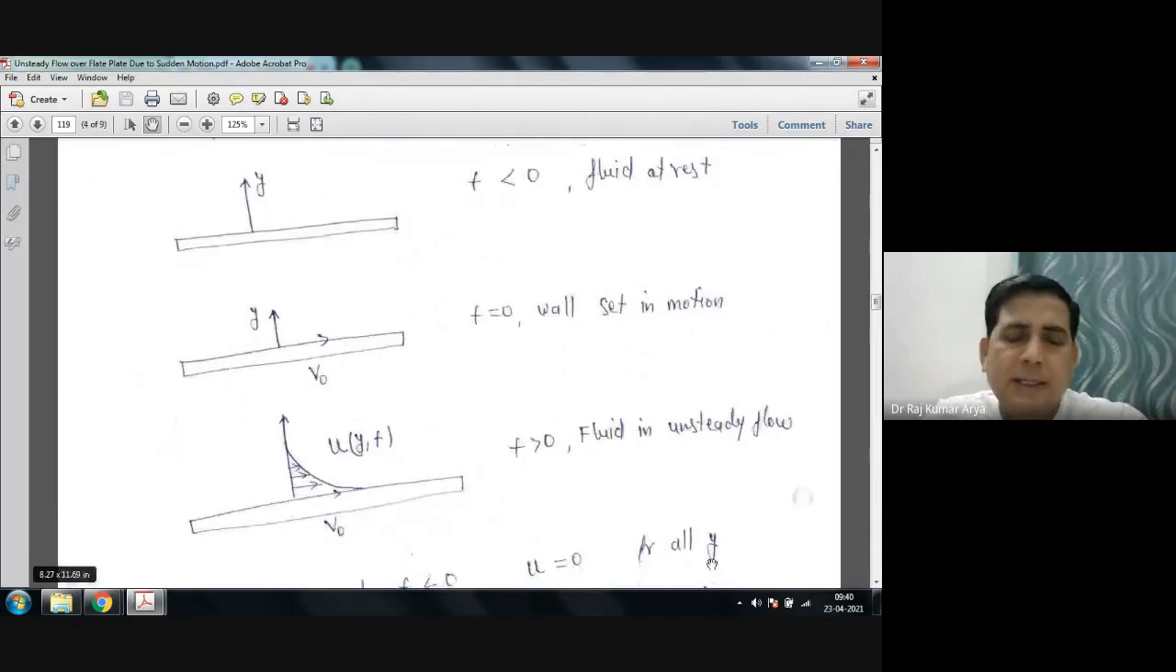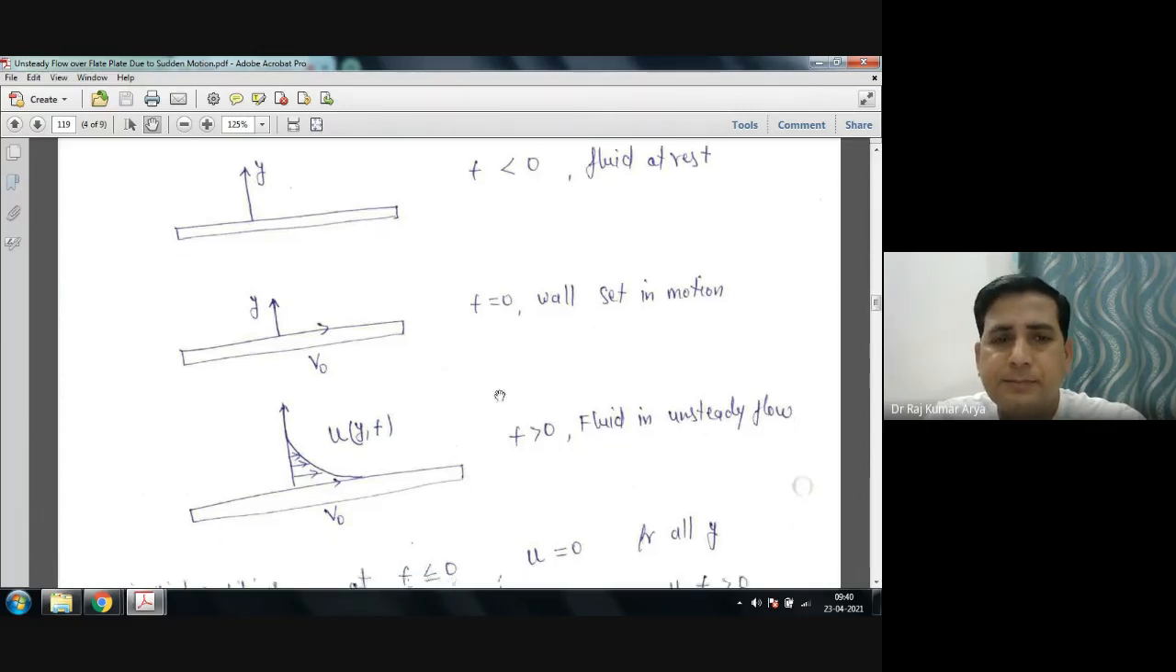Now let's understand what will happen to the plate as it was at rest, at the time when t is less than or equal to 0. In that case, you are not applying any velocity to the plate. So this is the condition. This is your y direction, this is your x direction. So the entire fluid is at rest, and there won't be any velocity component here. This would be the situation in the beginning at t less than or equal to 0.